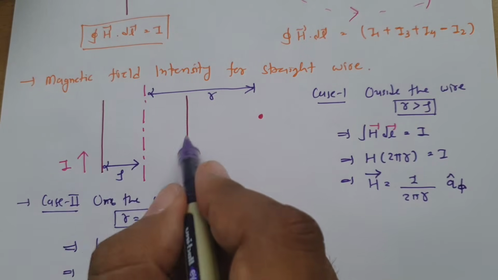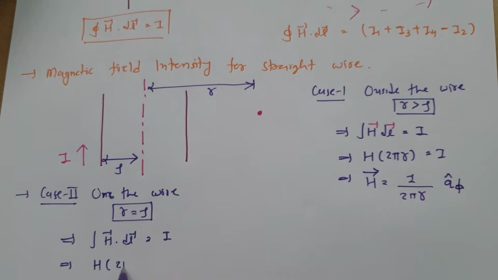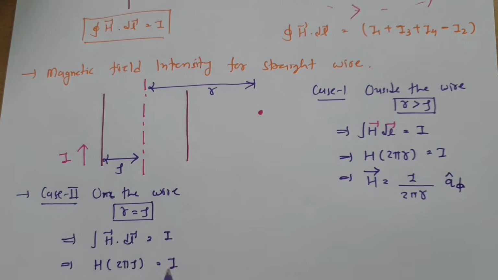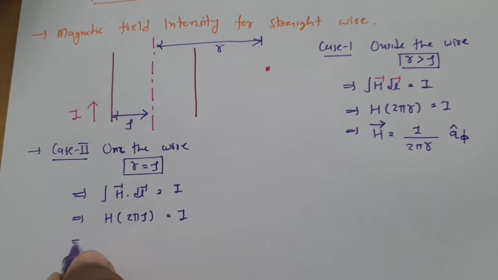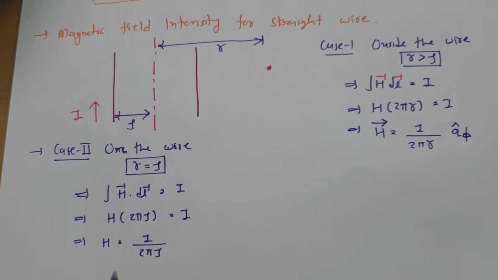So for this radius, now we need to calculate the total length. That will be 2 pi rho, equal to I, and we can say this H will be I divided by 2 pi rho. And again the direction will be in the phi direction. This is very important. It will be in the phi direction.